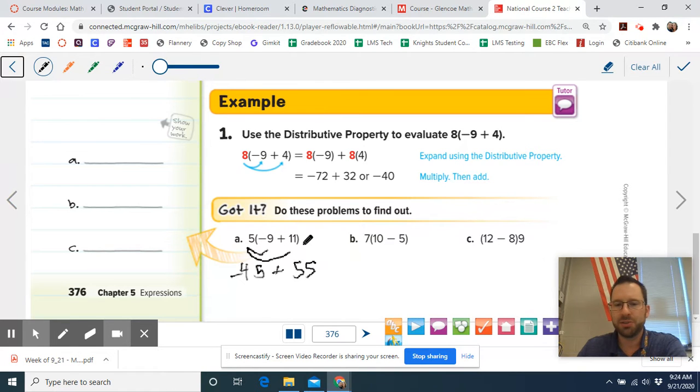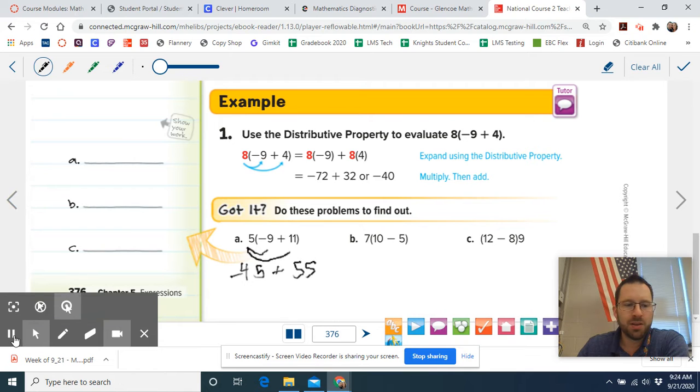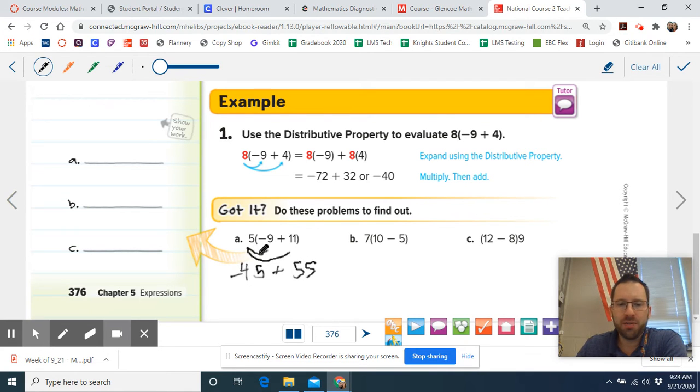All right, think of it like trick-or-treating. If two kids come to your door, you give candy to both the kids. You're not just going to give candy to one of these students. You're going to give candy to both of the kids at your door. And then once you've distributed this 5 to both, then you can simplify.